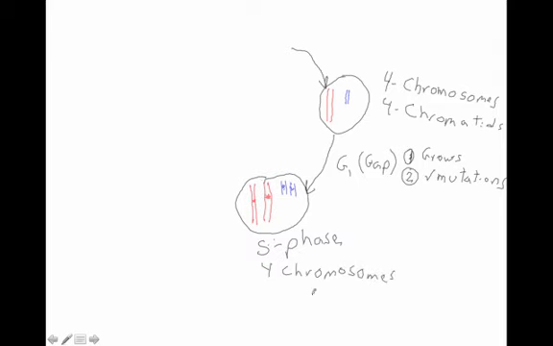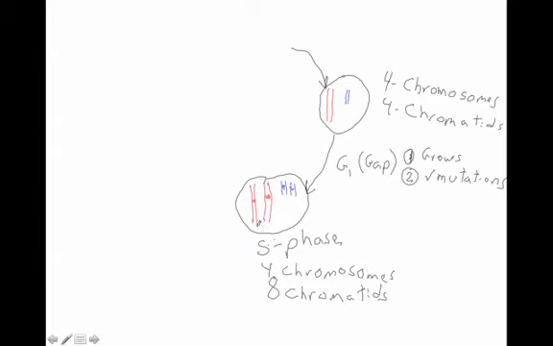And how many chromatids do we have? This is a little trickier. The chromatids are the number of DNA molecules we have here. So we have 1, 2, 3, 4, 5, 6, 7, and 8. So we have 8 chromatids.